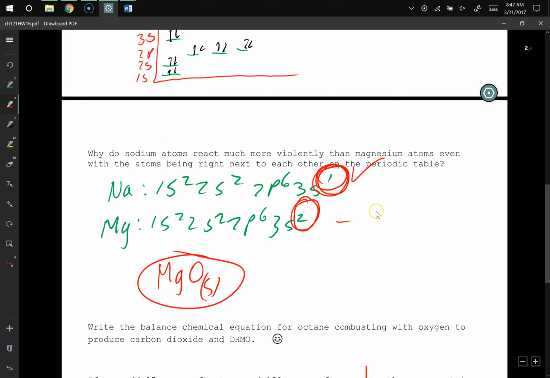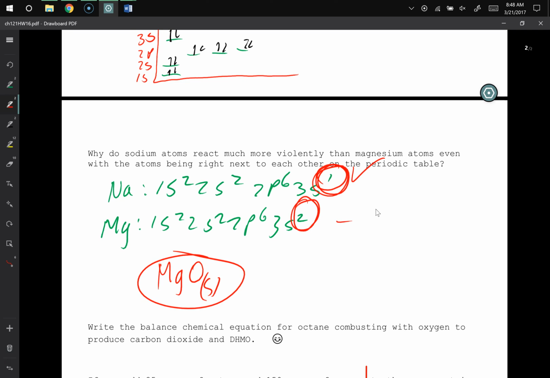So on this one, you should be saying something about the fact that even though they're right next to each other, the sodium has one electron to get rid of. And it's very easy to get rid of one electron and significantly more difficult to get rid of 2 electrons. Yes? So looking at the periodic table, if the element only has one electron to lose, we'll know that one's super reactive.